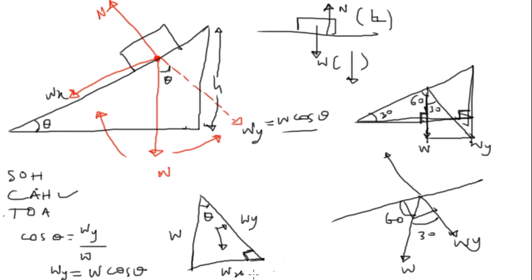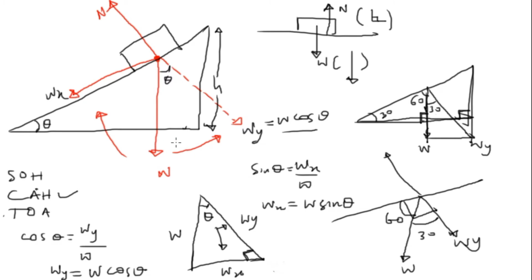To find wx, we make use of the sine in SOHCAHTOA, so that the sine of the angle theta is equal to the opposite. The opposite in this case is wx upon the hypotenuse, which is w, so that wx is equal to w sine theta. So it's just about resolution of vectors.